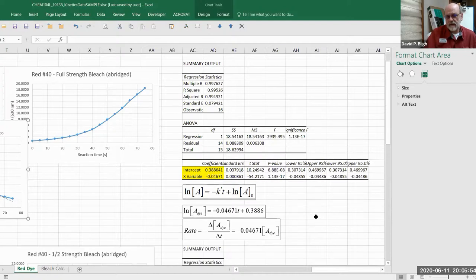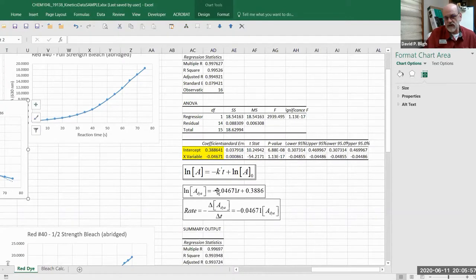But when you do that, I inserted these equations here just to illustrate the fact that we're talking about a first order equation, which means that the slope of the line is minus k prime. So this is your actual value here, 0.0467. And of course, talking about a disappearance of something, that's why the negative value. But we tend to write the law as a positive value, and the change in the dye takes care of the negative.